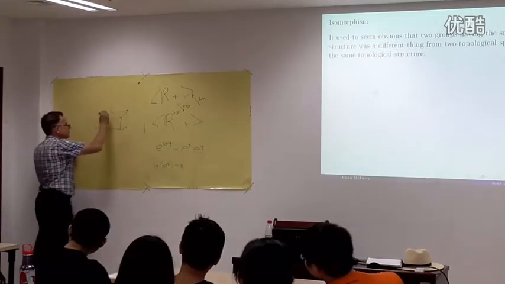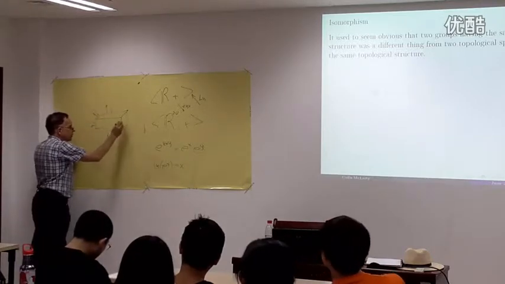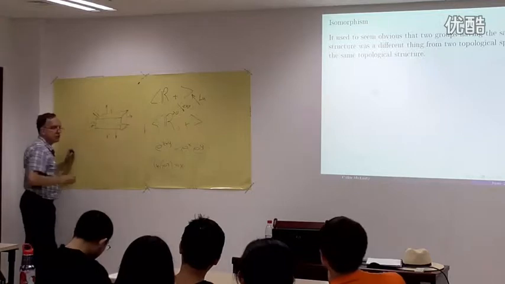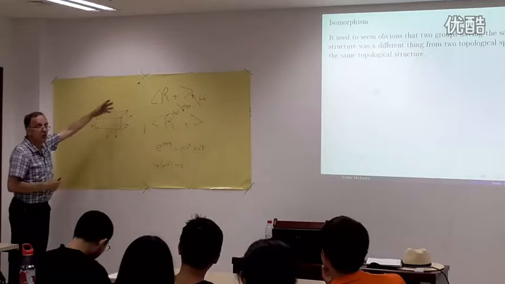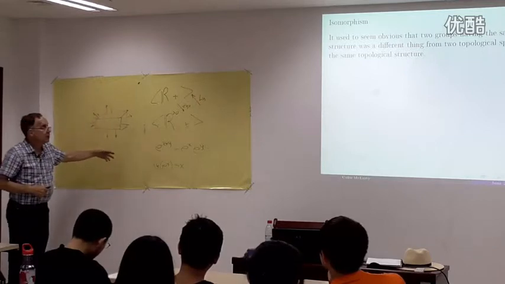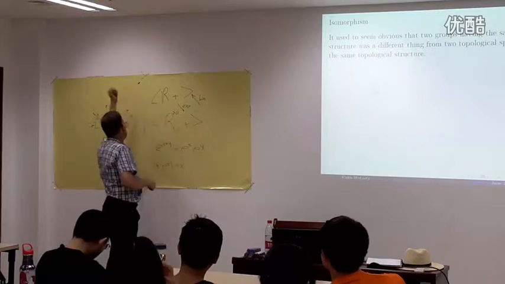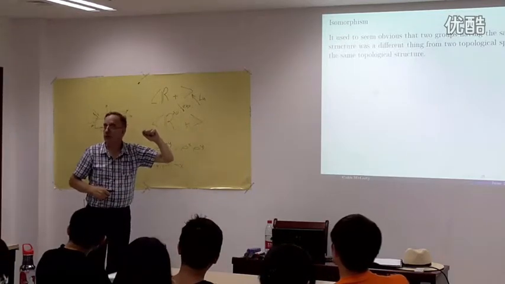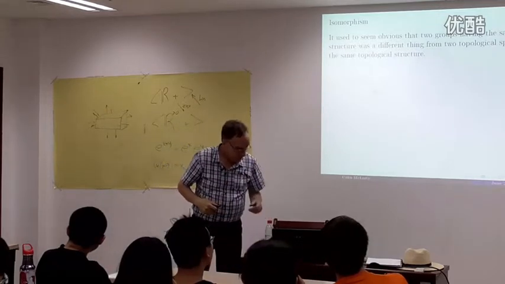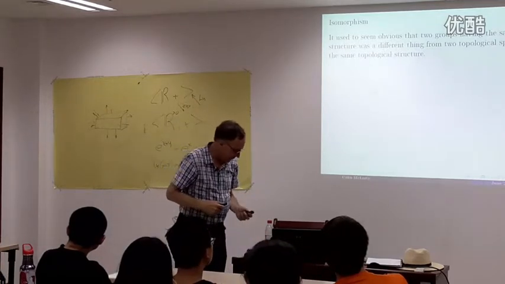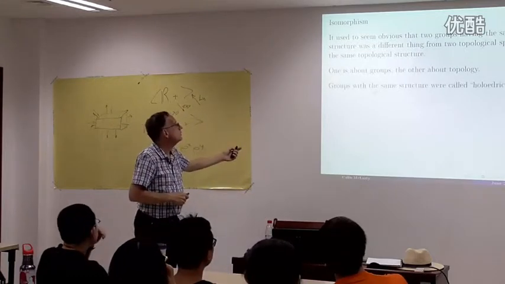And on the other hand, you can project out from the box onto the sphere. So I hope you see that for topological structure, we don't care about bending and stretching. These two have the same topological structure. It used to be just obvious to mathematicians that sameness of group structure is a different thing from sameness of topological structure. And they had different names. One's about groups, the other's about topology.